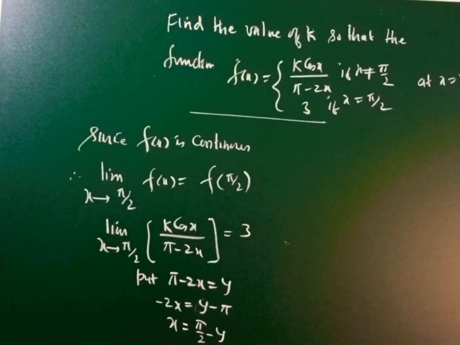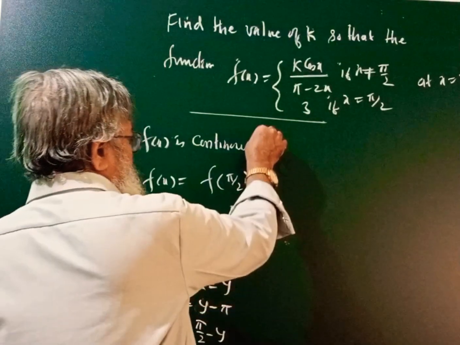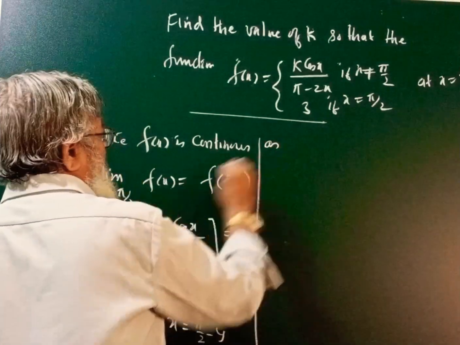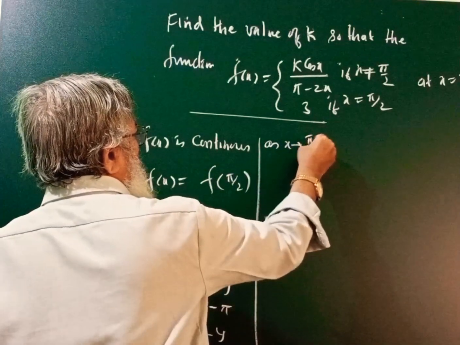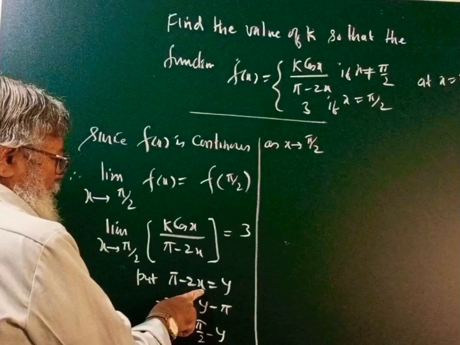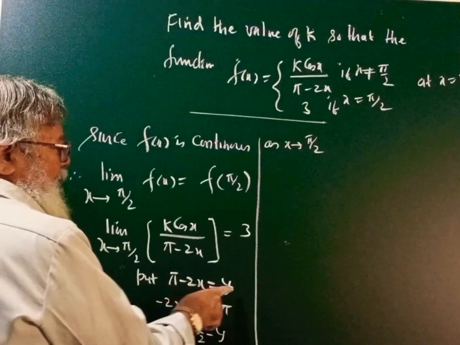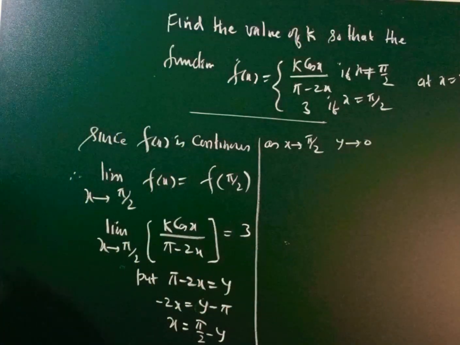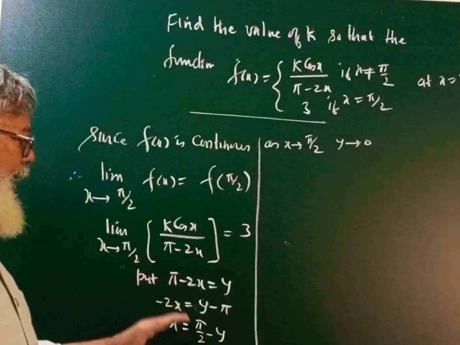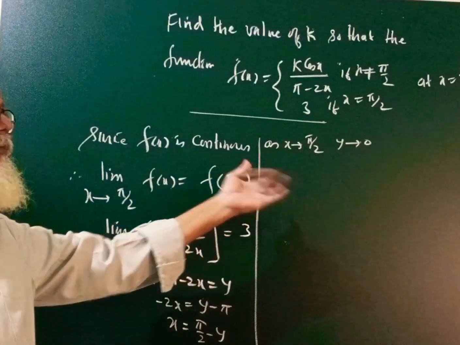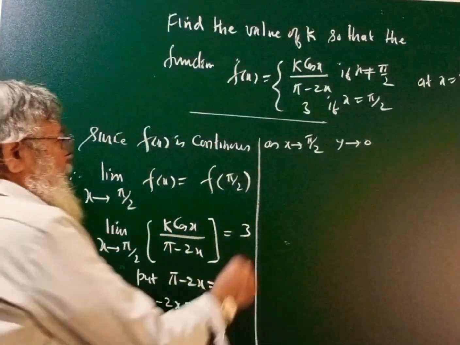Now whenever you substitute something in the limit, we should test what y tends to. Here x tends to pi by 2, so what will we substitute? X tends to pi by 2 means pi minus pi gets cancelled, so y tends to 0. See this carefully, please try to understand it. The variable in the limit is changing from x to y and we are substituting the values.